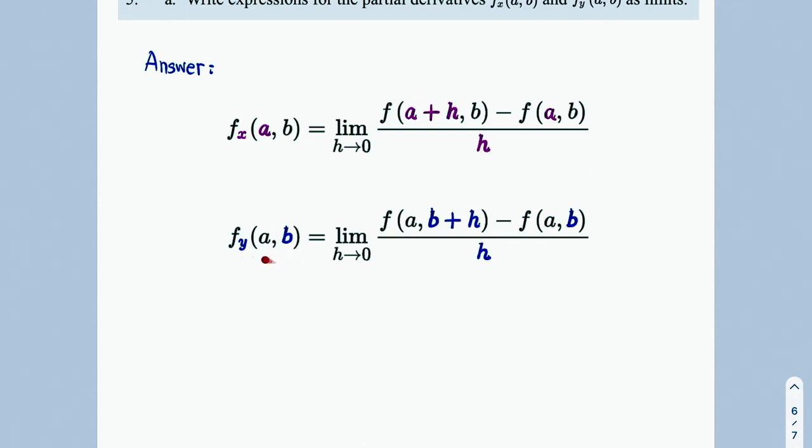Now, when we take the partial derivative of the function with respect to y and evaluate at (a, b), that's equal to the limit of this quotient. Notice that the y component will change from b to b plus h.